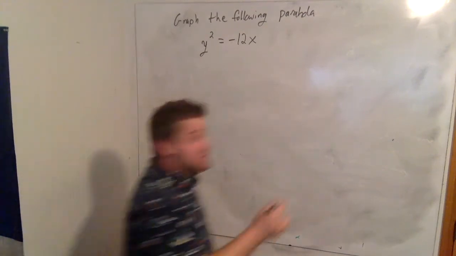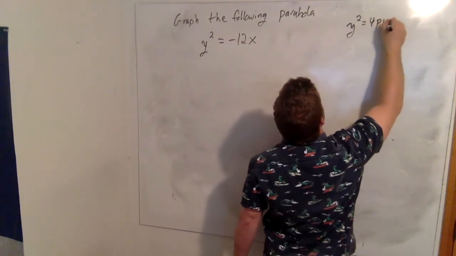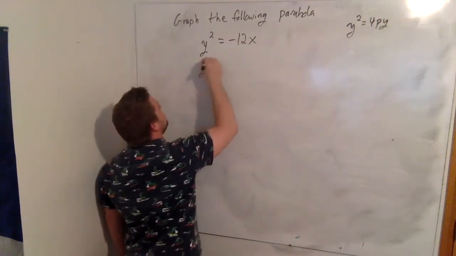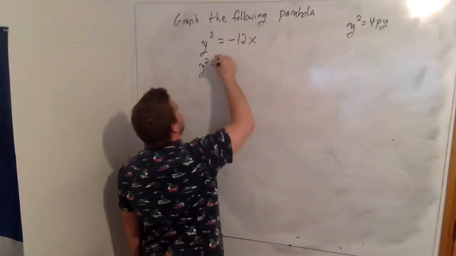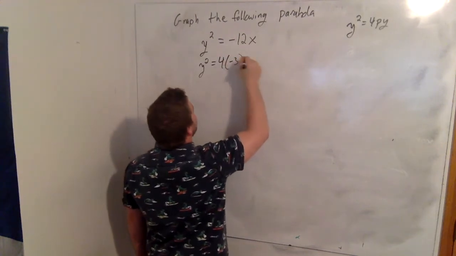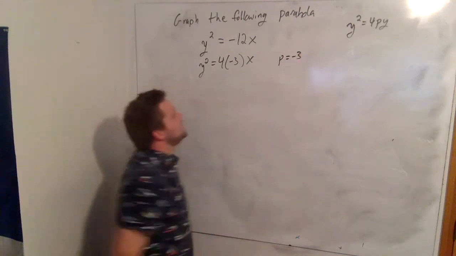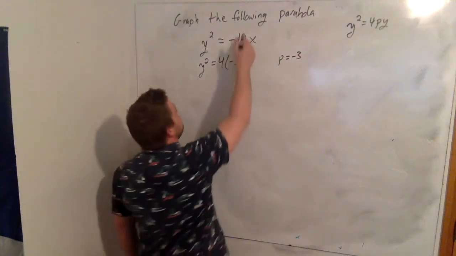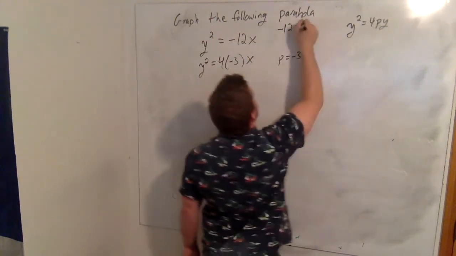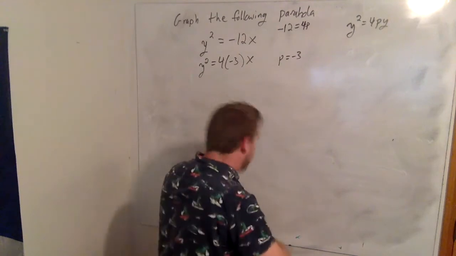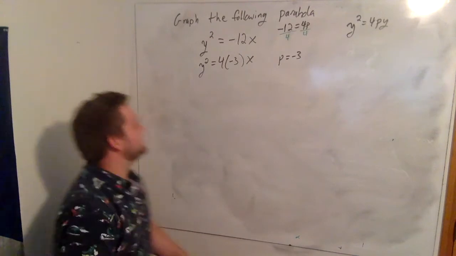Let's try to think about what p should be here. We're in the situation y squared is equal to 4px. You could think about factoring a 4 out of -12. Well, 4 times -3 is -12, so we can read that p should be equal to -3. Or, if you don't like doing that, you know that -12 has to be the same thing as 4p, and you could divide both sides by 4 to get that p is equal to -3.